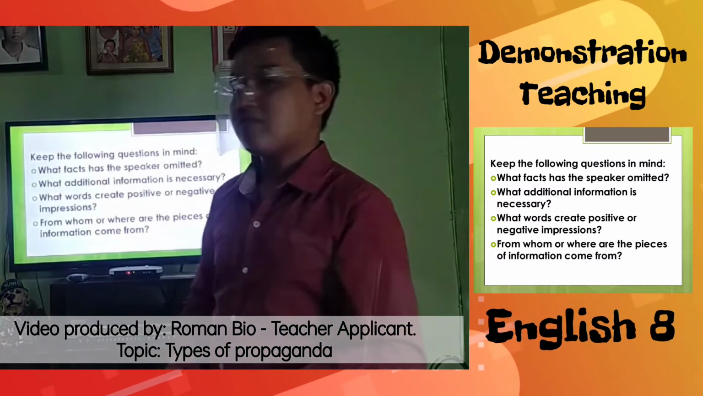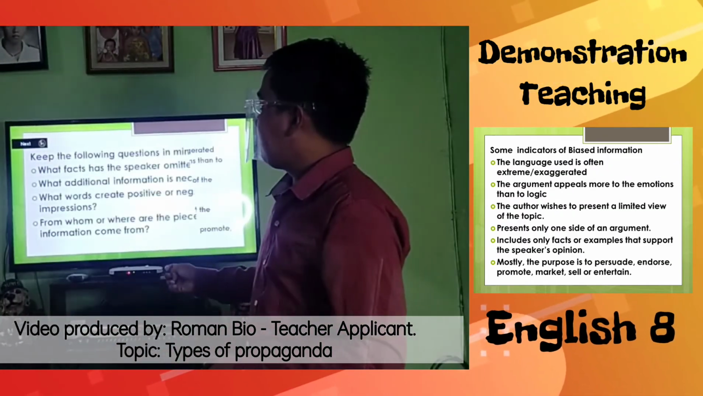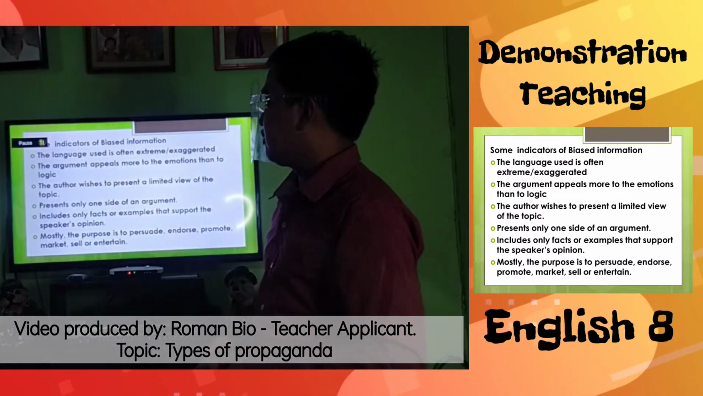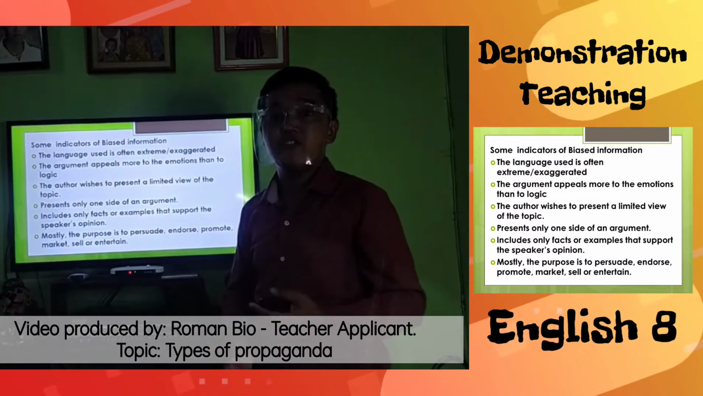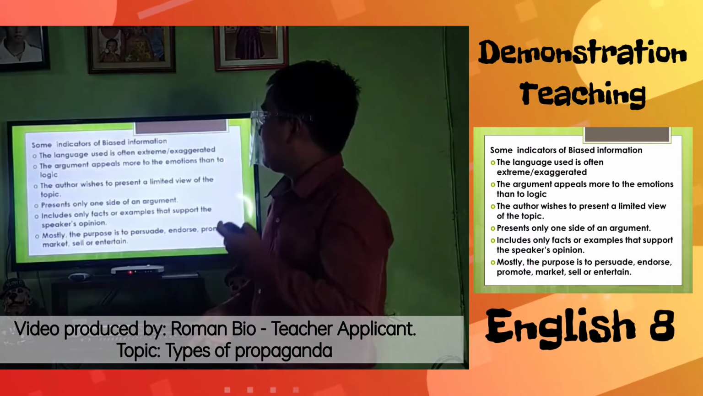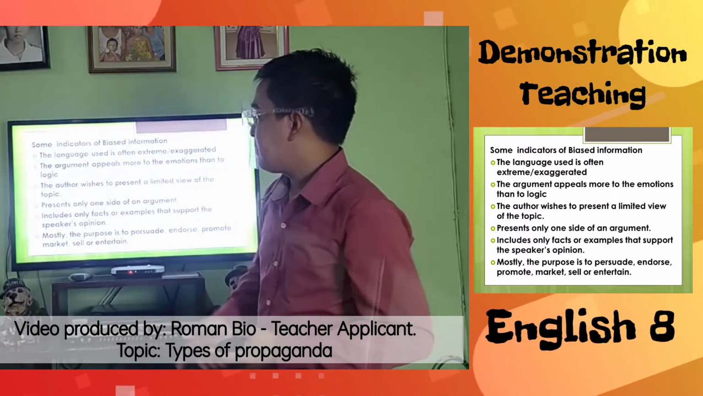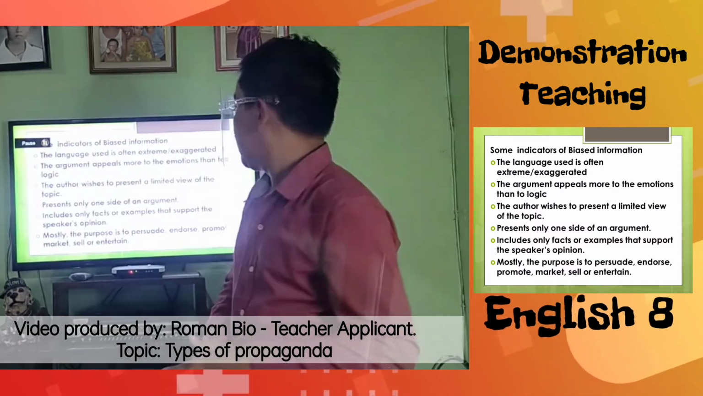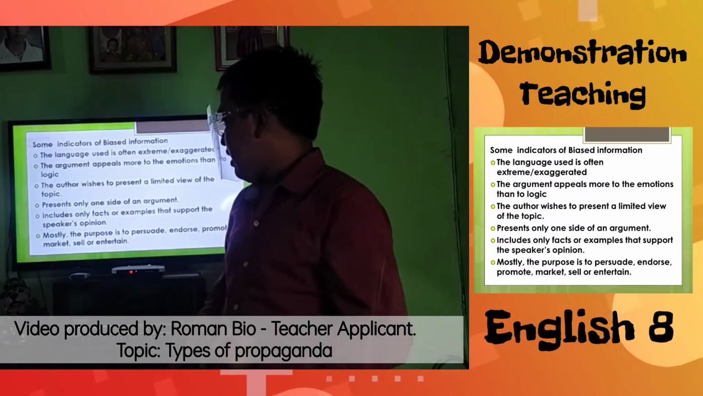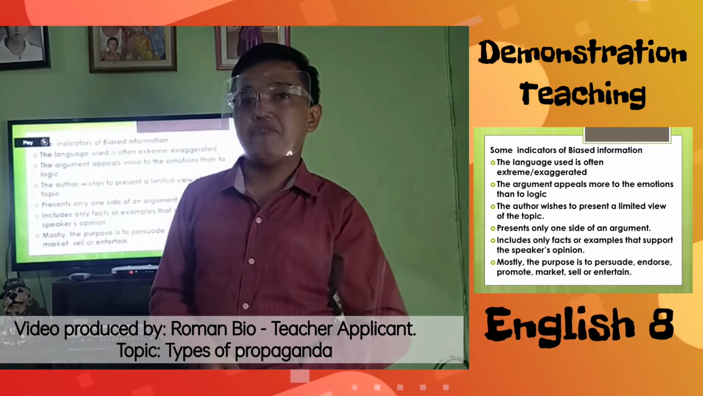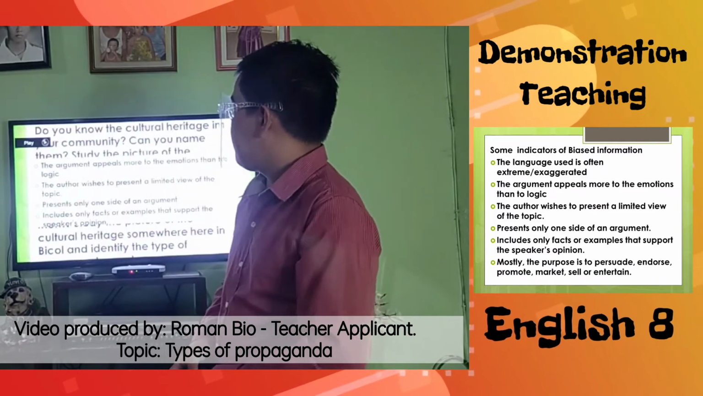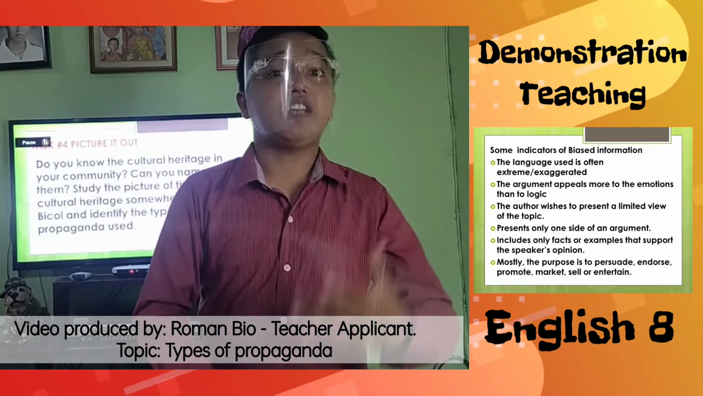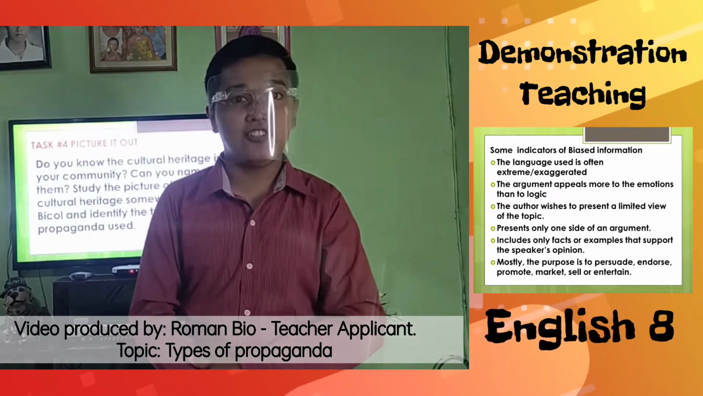And next, these are the sample indicators for biased information. The language used is often extreme or exaggerated. Lastly, the purpose is to persuade, endorse, promote, market, sell, or entertain. So that's it for propaganda and bias. Propaganda is everywhere. It is up to us how we handle and understand it.